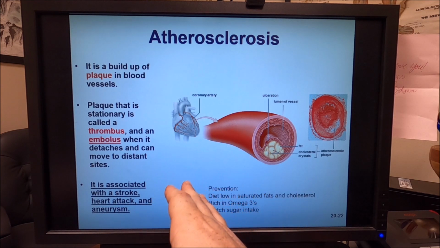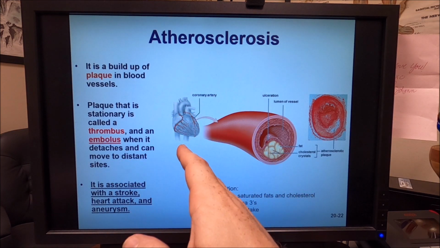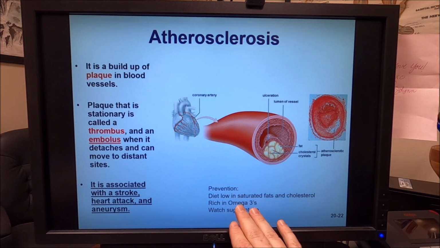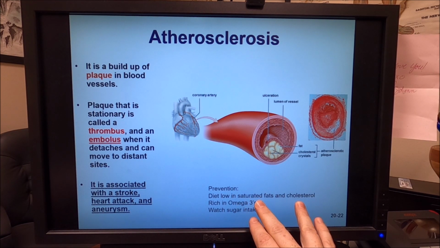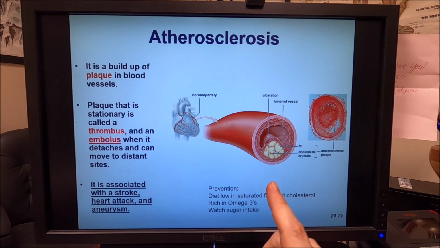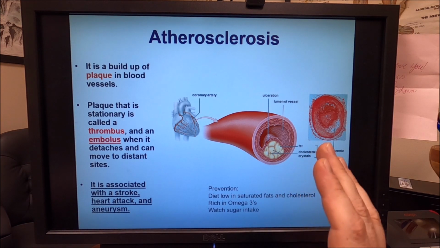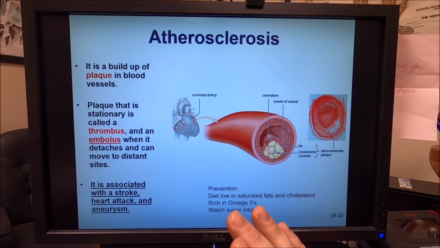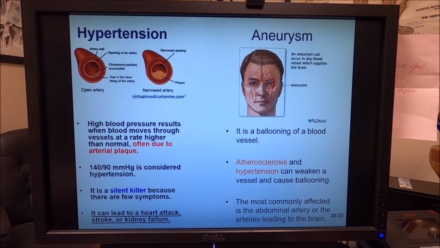There are ways of preventing this. The main goal, from my perspective, is make sure you get omega-3s in your diet, potentially limiting your saturated fats and cholesterol, but the main one from my perspective is watching your sugar intake. High sugar diets are really driving this these days, and it's something we can all manage. Okay, decreasing your sugar intake is very important. General hypertension is a side effect of atherosclerosis, is a side effect of building up plaque.